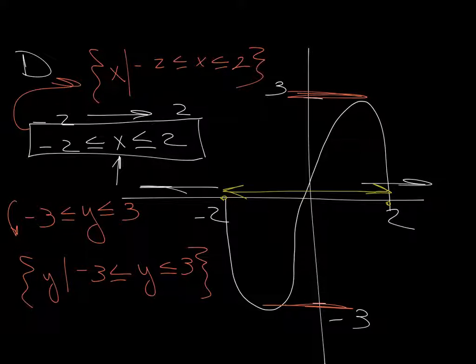Alright, so again, the domain shows you where the possible x numbers are. They're all numbers between here and here on the x-axis. And the y are from here down to here.